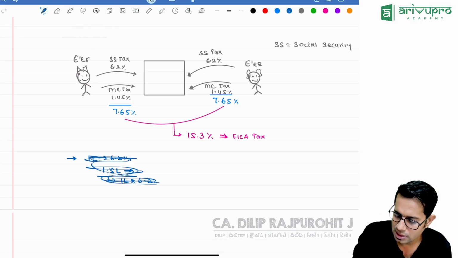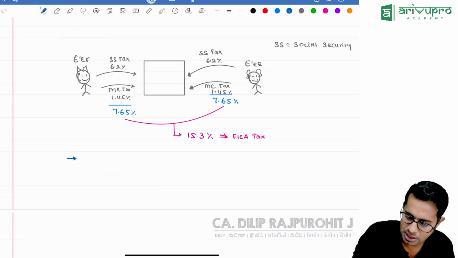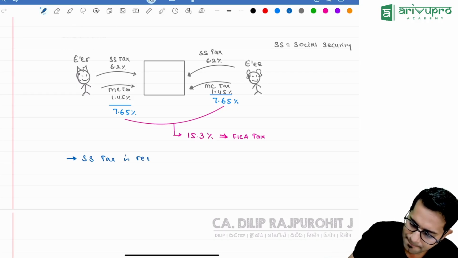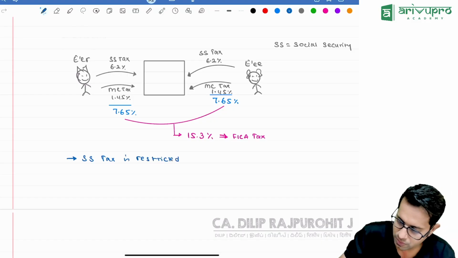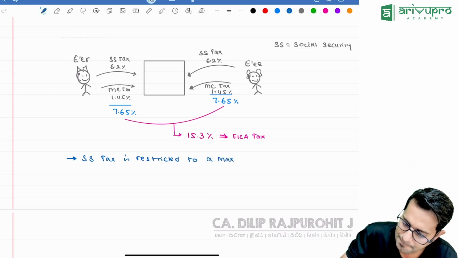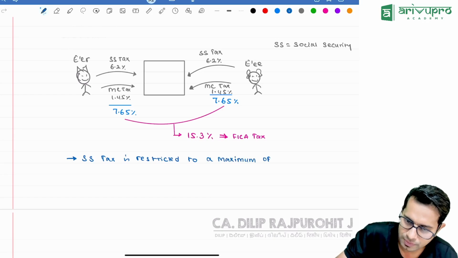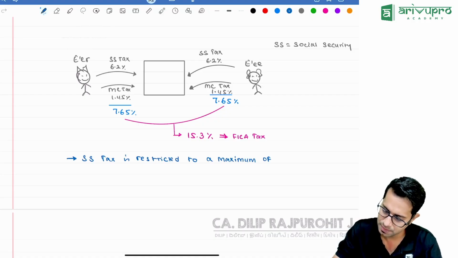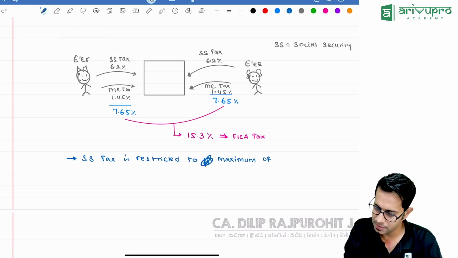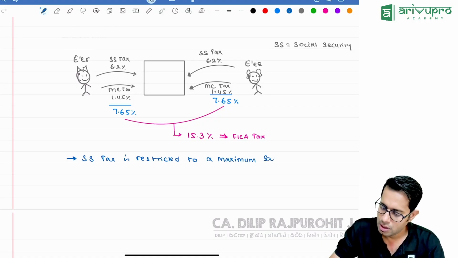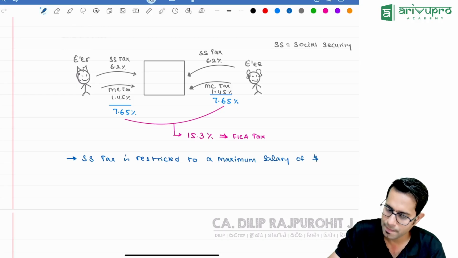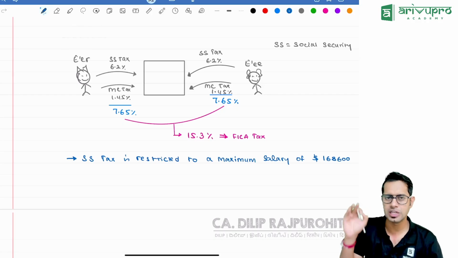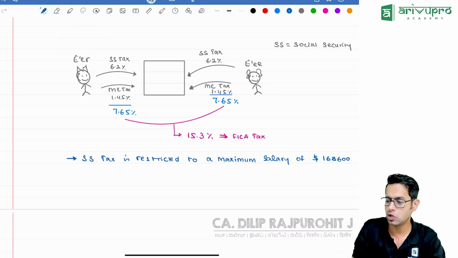What is that, sir? That is one important point. The lawmaker says social security tax is restricted to a maximum salary of $168,600. Meaning if your salary amount is more than this in a year, then how much will you pay, sir? You will pay on this maximum amount.